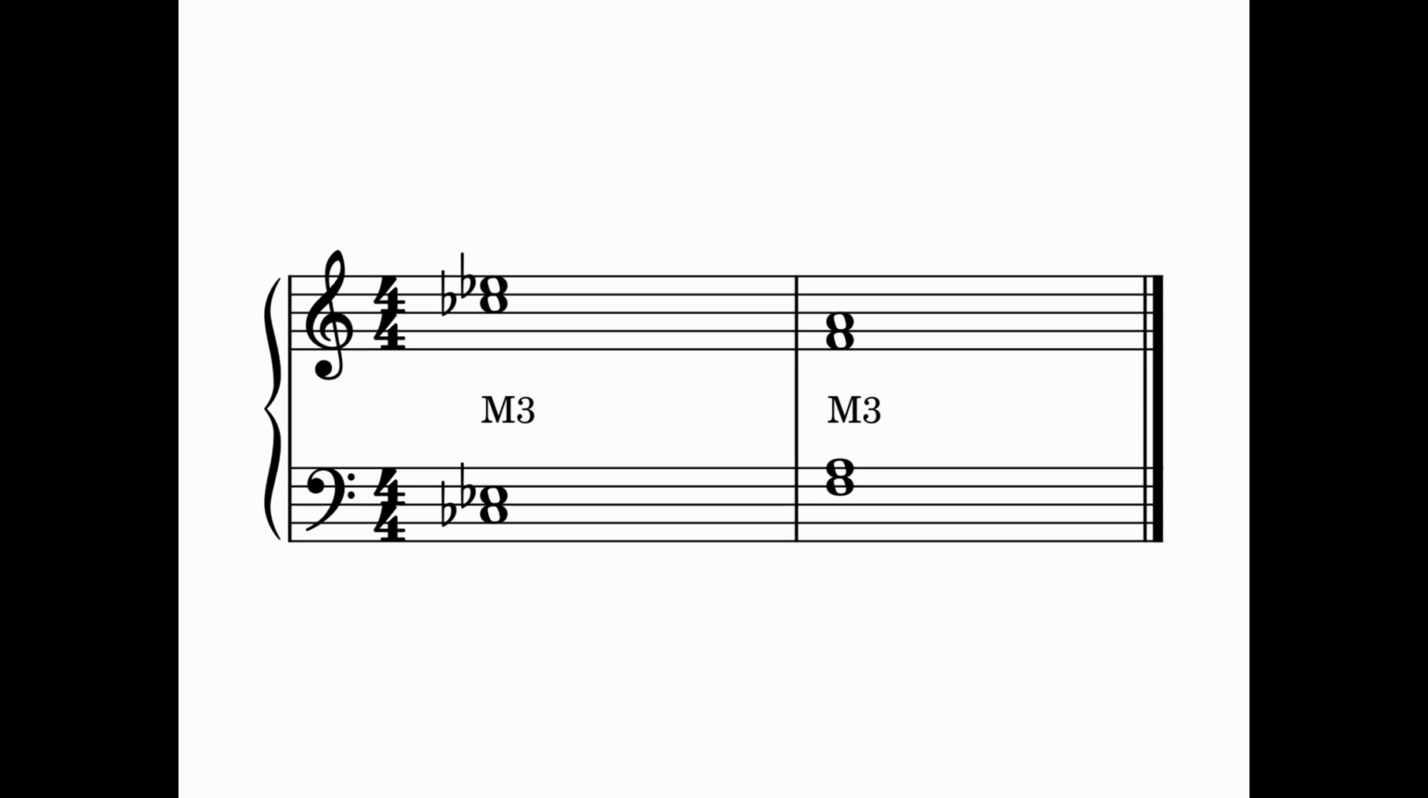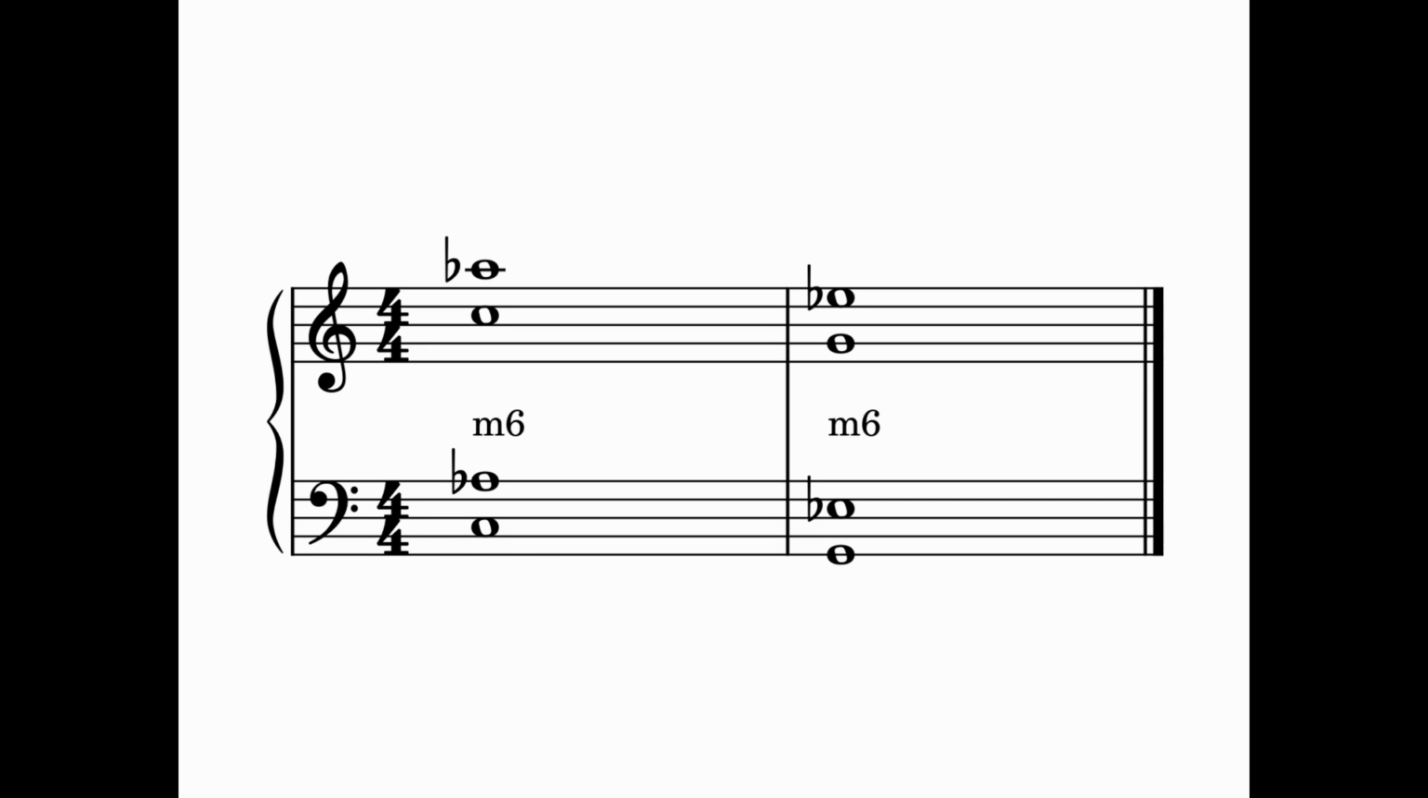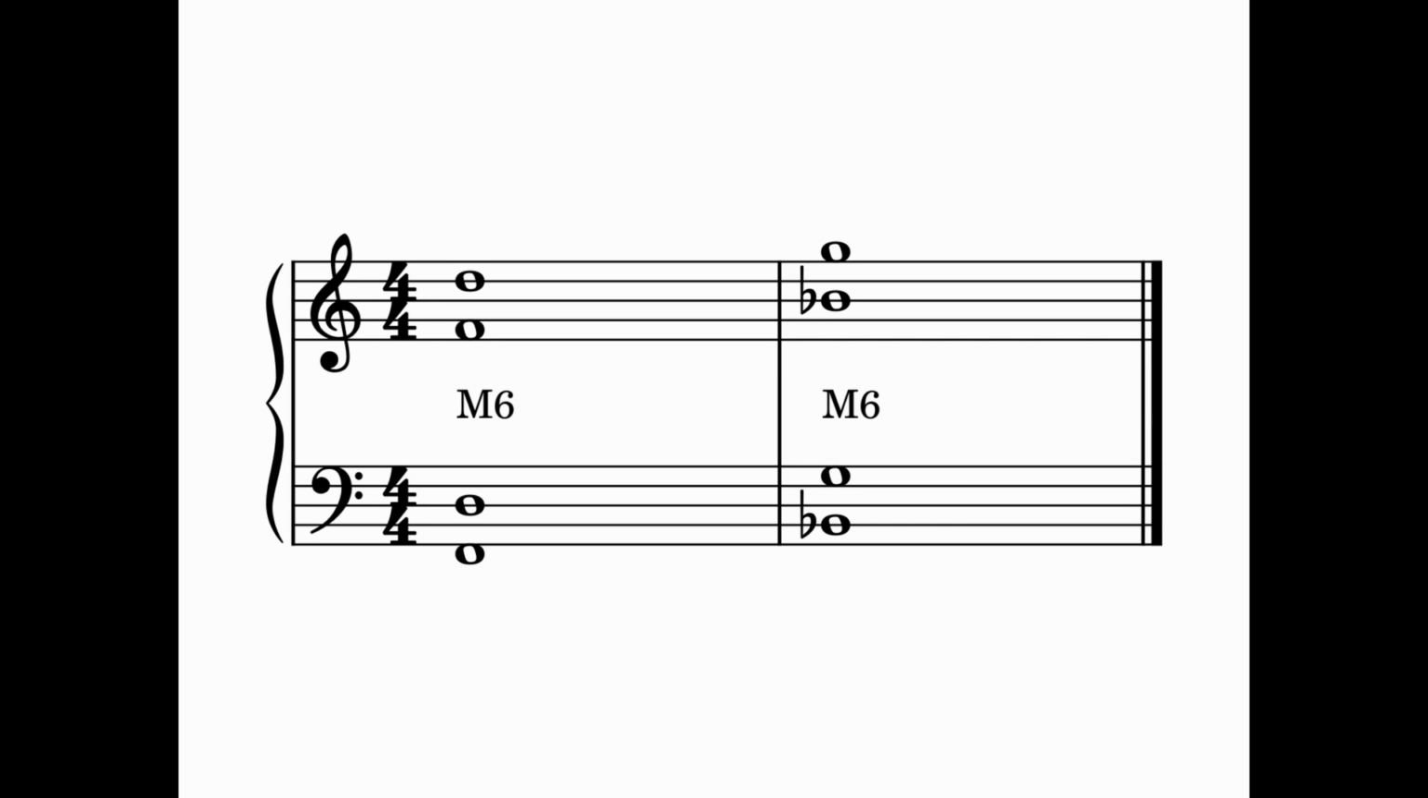The minor sixth is made up of 8 half steps, such as C to A flat, or G to E flat. It sounds like this. The major sixth is made up of 9 half steps, such as F to D, or B flat to G. It sounds like this.